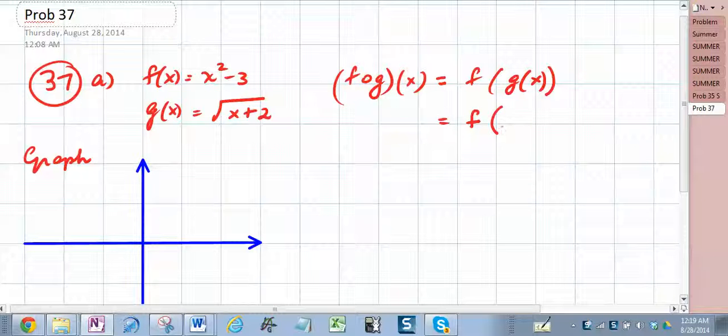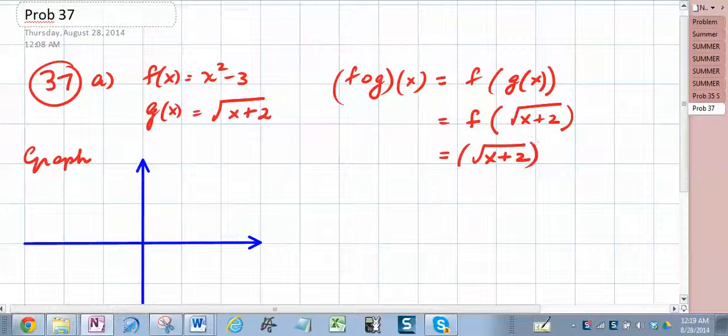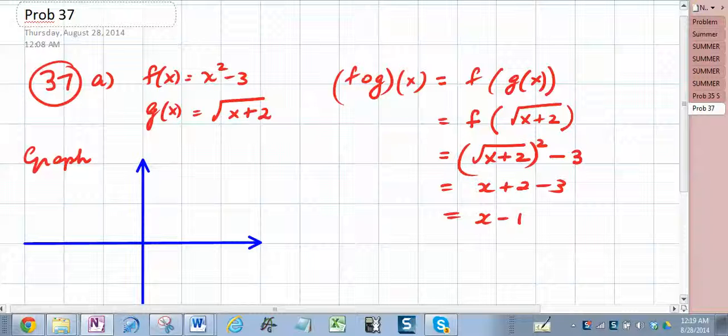The output, if I give x to g, is the square root of x plus 2. That becomes the input to function f. What does function f do? It takes the input, squares it, and subtracts 3. So I take the input, square it, and subtract 3. And when I sort out all the algebra, I get x plus 2 minus 3, or x minus 1.